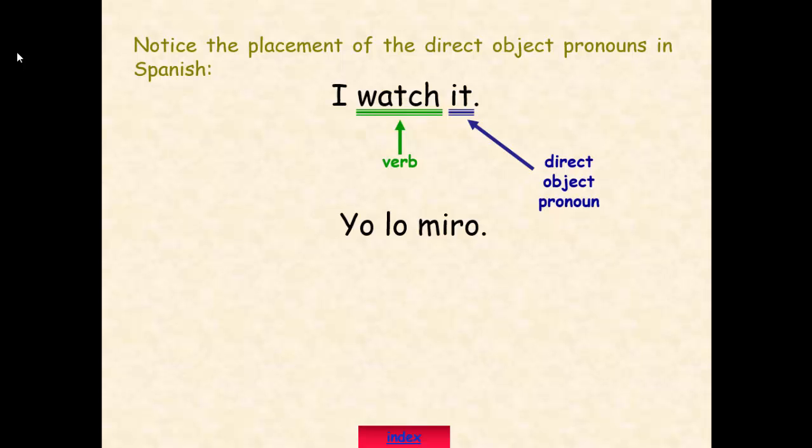Okay, so in Spanish, the sentence would be yo lo miro. You'll notice that the verb is at the end and the pronoun has come between the subject and the verb. We never, ever, ever do that in English, but in Spanish we do. Okay? The direct object pronoun goes right before the conjugated verb. And notice that I said it's conjugated because sometimes we'll have two verbs in a sentence, and the second verb, we never conjugate. The direct object pronoun always goes in front of the conjugated verb for our purposes today.